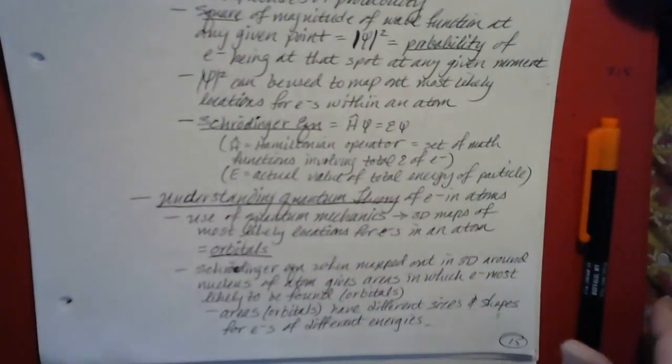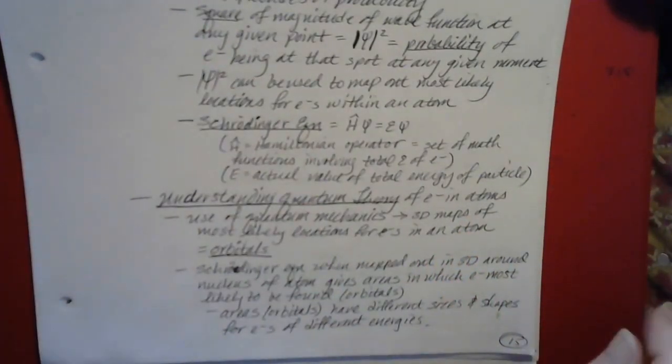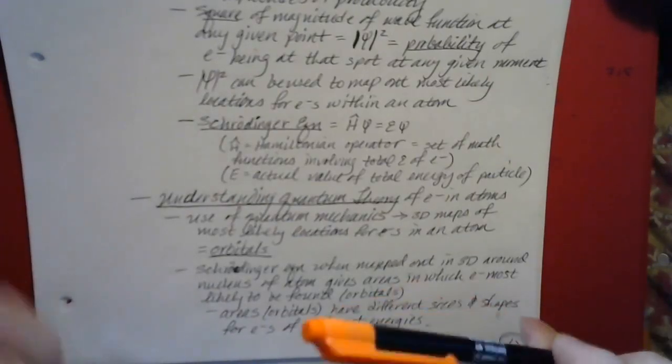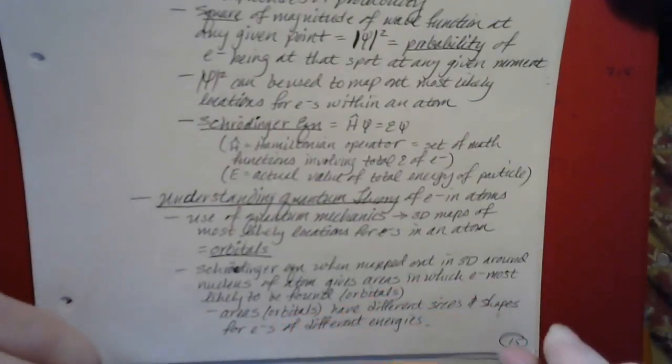And as I showed, excuse me, in the last lecture, if you use the Heisenberg equation for figuring out what is the uncertainty in location of an electron in an atom, you come up with a number that's about 10 times bigger than the entire atom.